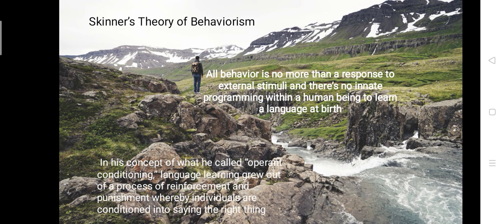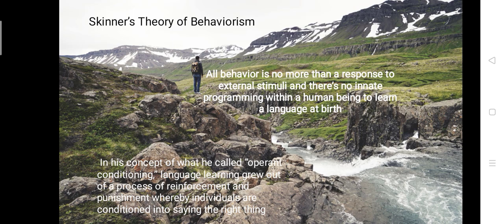And these are the theories of language learning. I prefer Skinner's theory of behaviorism. All behavior is no more than a response to external stimuli, and there's no innate programming within a human being to learn a language at birth.